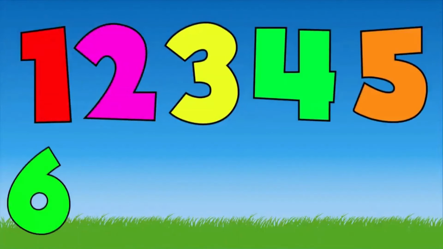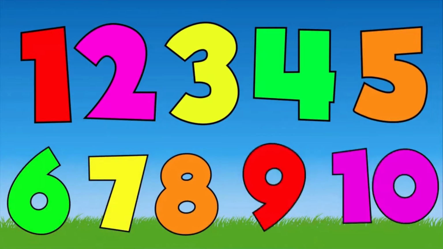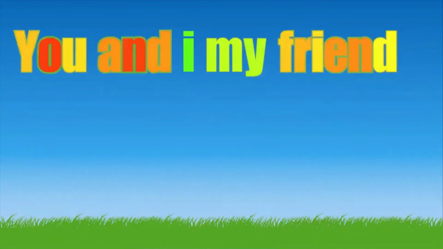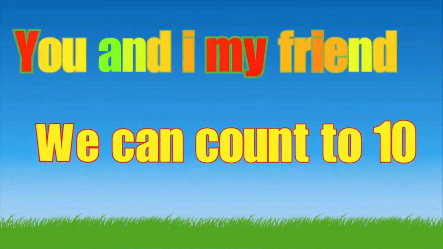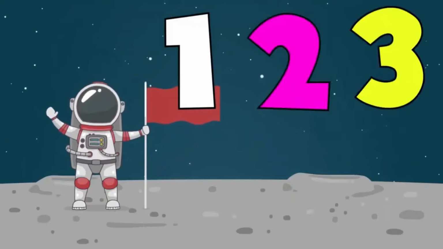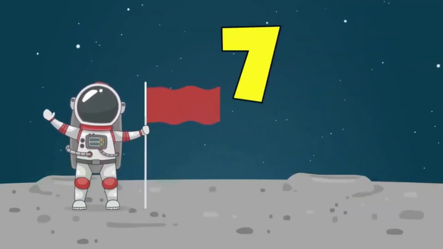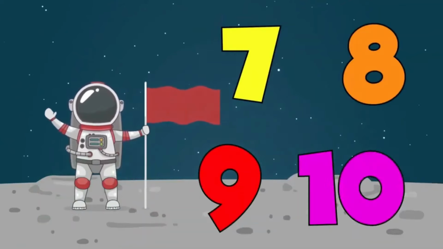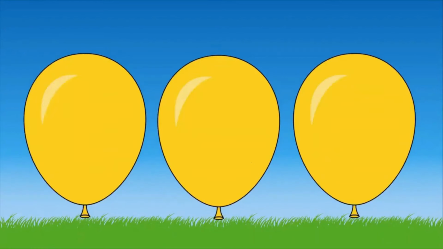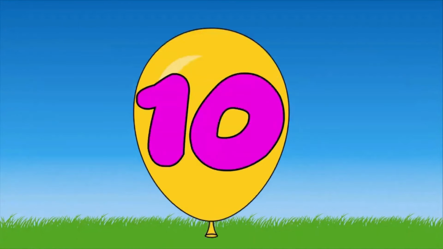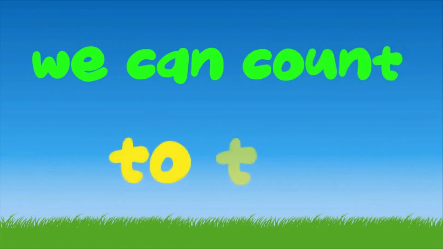1, 2, 3, 4, 5, 6, 7, 8, 9, and 10. You and I, my friend, we can come to them. 1, 2, 3, 4, 5, 6, 7, 8, 9, and 10. You and I, my friend, we can come to them.